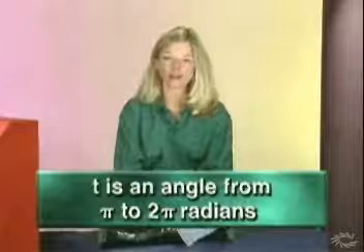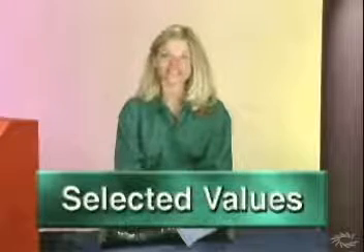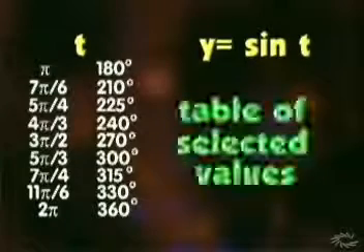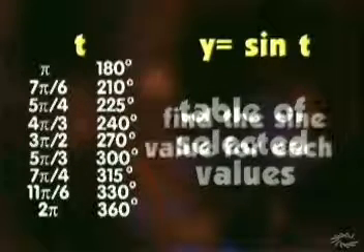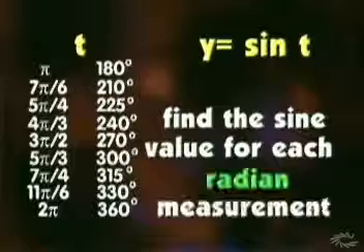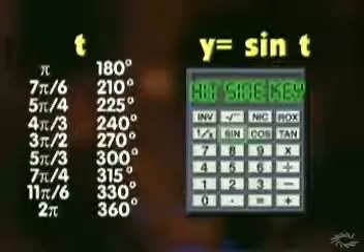We'll continue this process where t is an angle from pi radians to 2 pi radians. We'll again use some selected values. Here's our table of selected values. Again, there are amounts between these values, but we don't need them to graph a sine curve. After we've selected our values, our next step is to find the sine value for each radian measurement. So you punch in these amounts and hit the sine key. We get these y values.